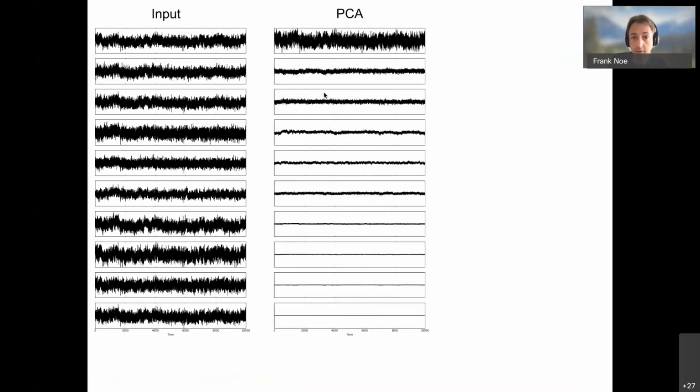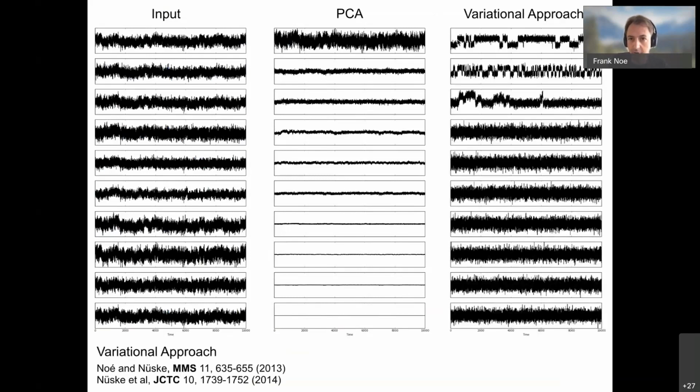Now I can do a principal component analysis on this time series, and I will, of course, order processes. I will find collective processes that have more and less variance and order them. But it doesn't really help me to see that there are any slow processes or slow rare transitions. But if I use this method, the variational approach, I can separate the processes in which there are slow events from the processes that are just random noise.